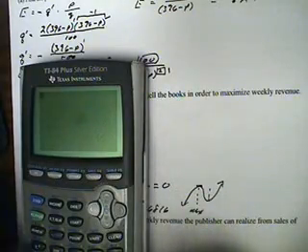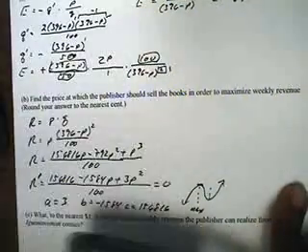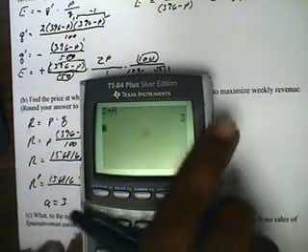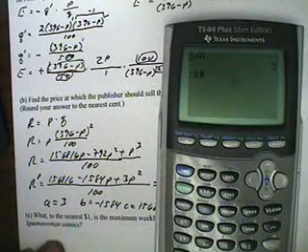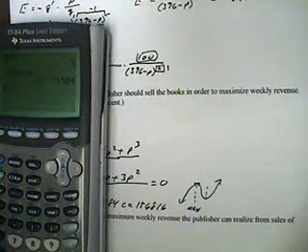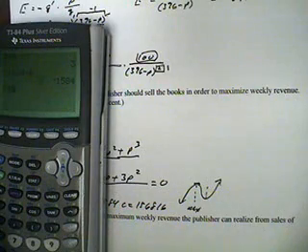So, take a look at my numbers again. 3, store into alpha A, and then negative 1584, we're going to store that into alpha B. And for C, 156816, we're going to store that into alpha C.